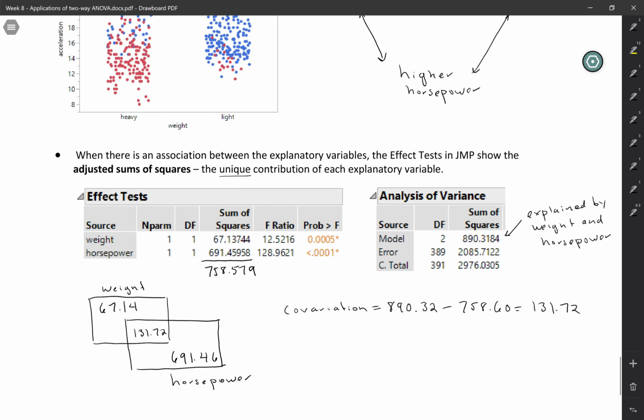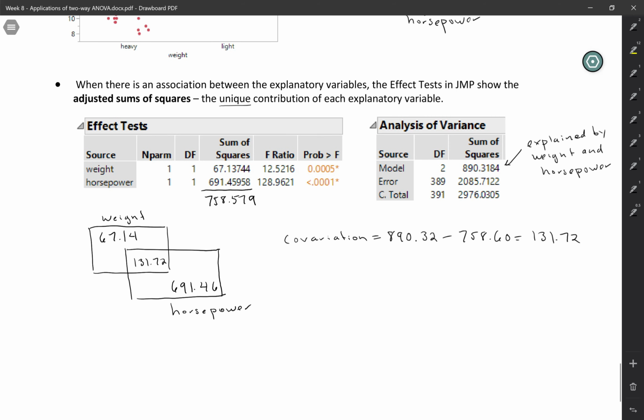So how does that work? Basically, if you know the weight of the car, you're getting some information about the horsepower too, because you know that heavy cars tend to have higher horsepower. Same sort of thing about horsepower. If you know the horsepower of the car, you're indirectly getting some information about the weight, because you know, for example, that low horsepower cars tend to be light. So there's some variability that's being explained by both. You can think of that covariation as something that could be explained by either of those explanatory variables.